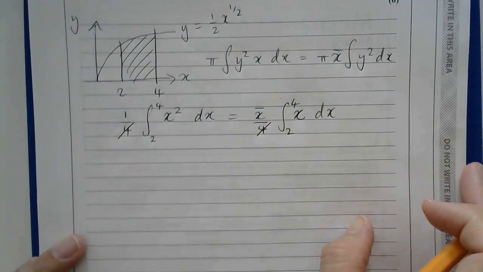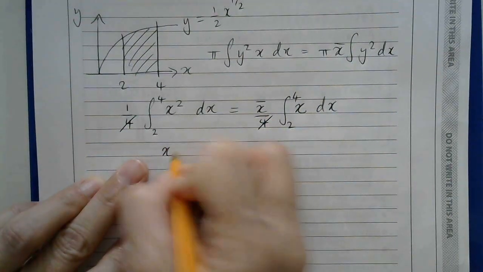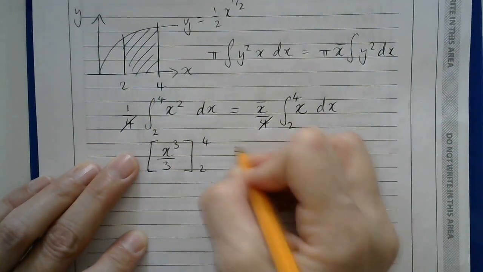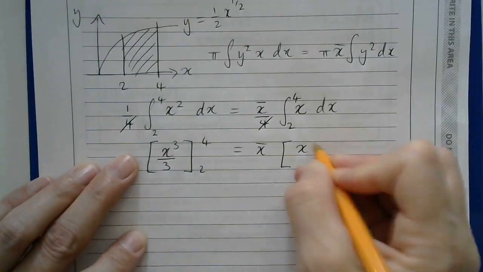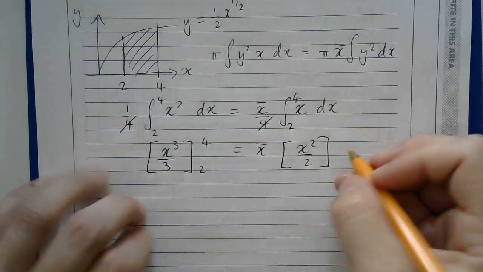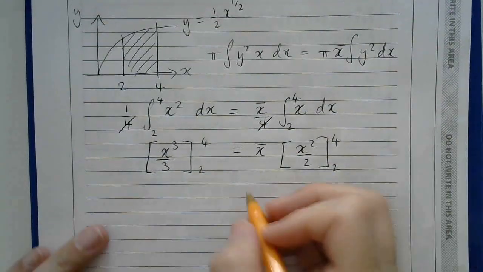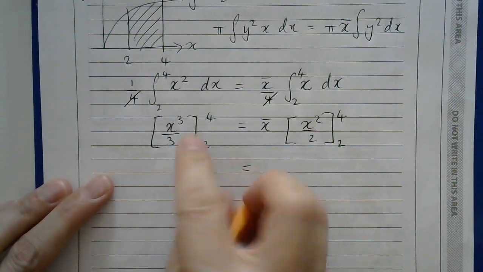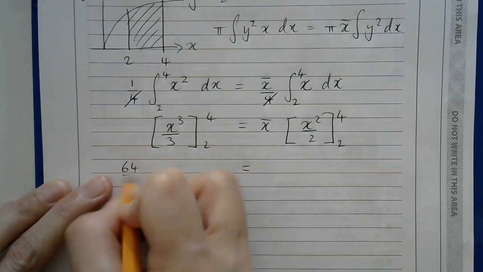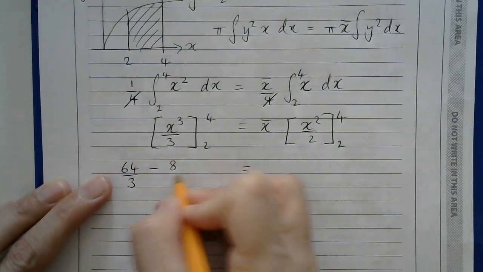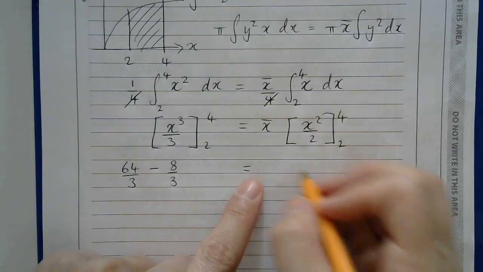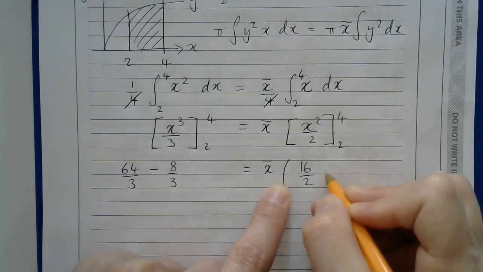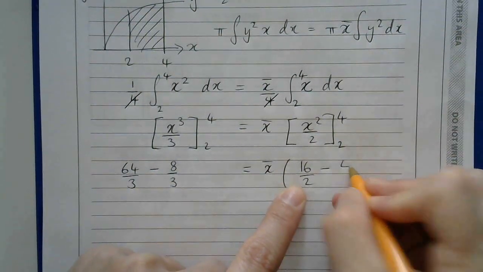Okay, so now I'm ready to actually do the integration. So on the left hand side I end up with x cubed over 3, add 1 to the power, divide by new power. And on the right hand side I end up with x squared over 2 to be evaluated from 2 to 4. So on this side I end up with 4 cubed over 3 minus 2 cubed over 3, and on the right hand side I end up with 4 squared over 2 minus 2 squared over 2.